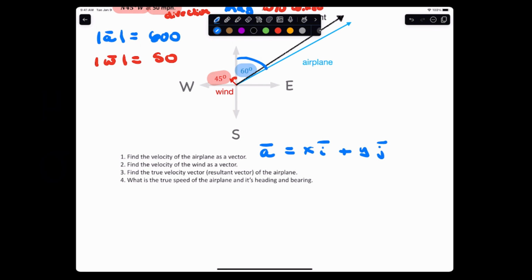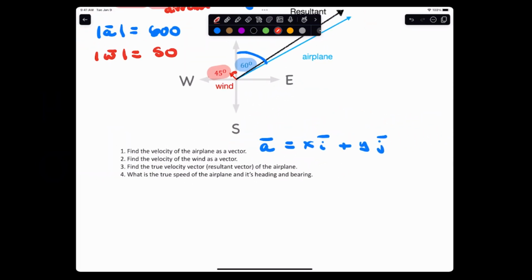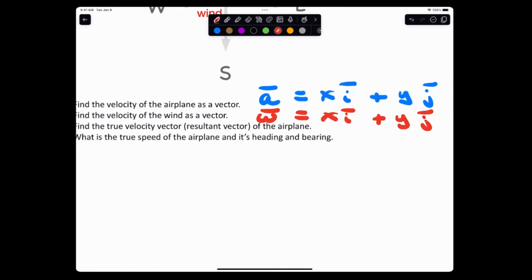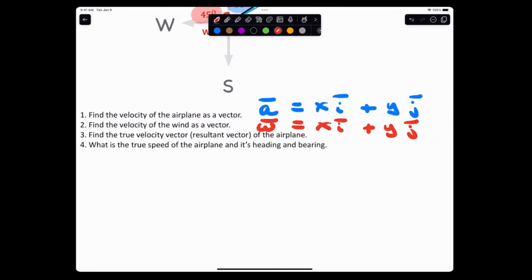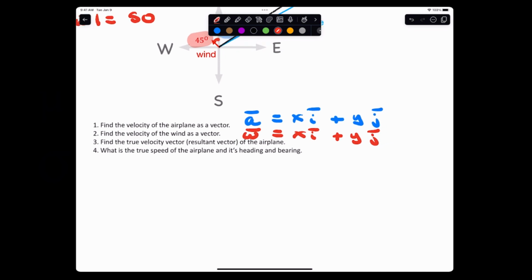And for question 2, what are they asking here? Well, find the velocity of the wind as a vector. W, a different x, i, and a different y, j. So the first 2 questions are saying, can you do the work you did yesterday? And you say, yes, I know how to do that. This is what we did already.